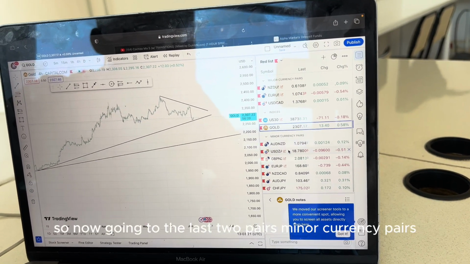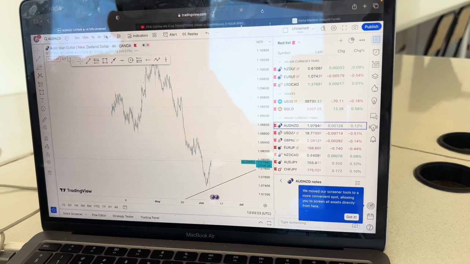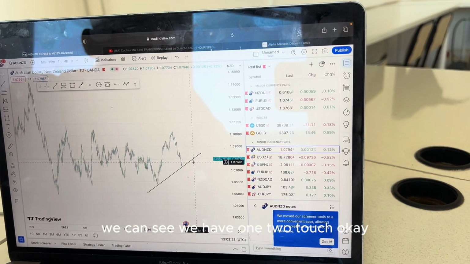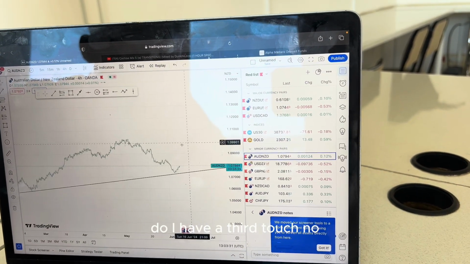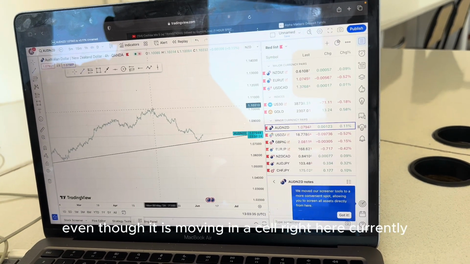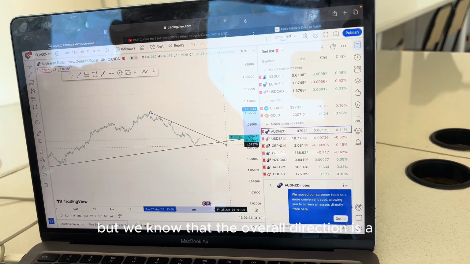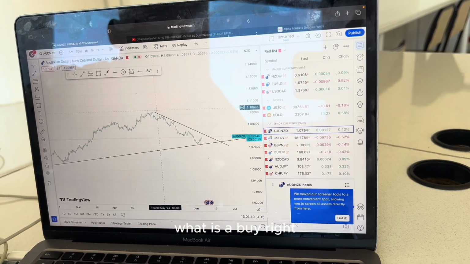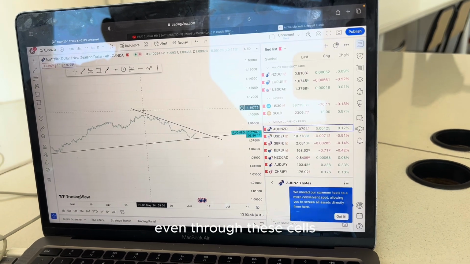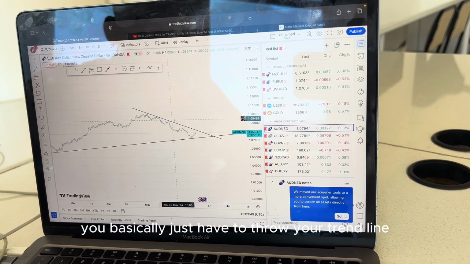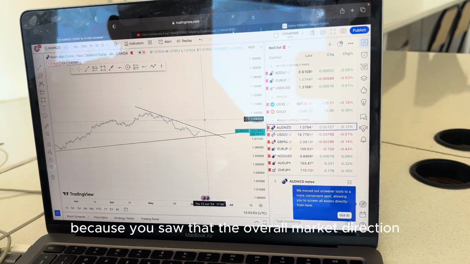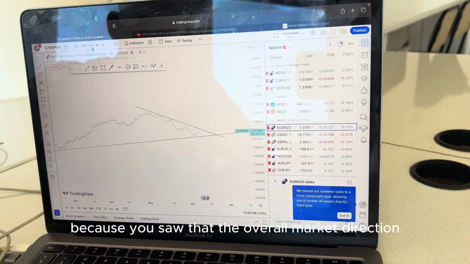So now going to the last 2 pairs, minor currency pairs. We go back to currencies. It's not indices, so we use the daily time frame. We can see we have 1, 2 touches. Okay, do I have a 3rd touch? No. The market is moving in a buy overall direction, even though it is moving in a sell right here currently, but we know that the overall direction is a what? Is a buy, right? So yes, these sells are possible, but if you want to be a safe trader, even through these sells, you basically just have to draw your trend line, wait for the breakout of this trend line, and then confirm your buy, because you saw that the overall market direction is a buy, right?